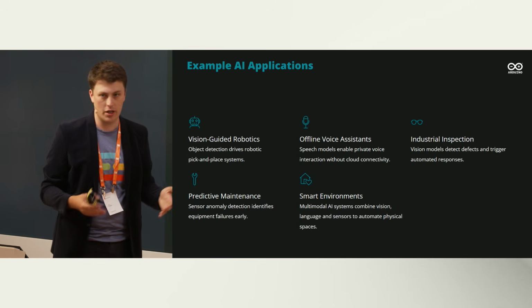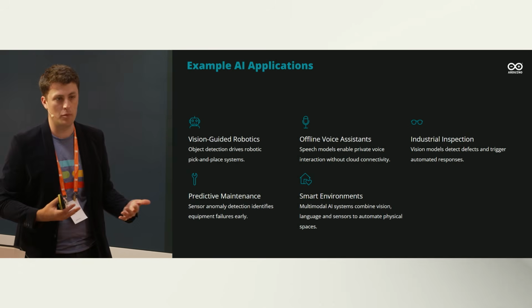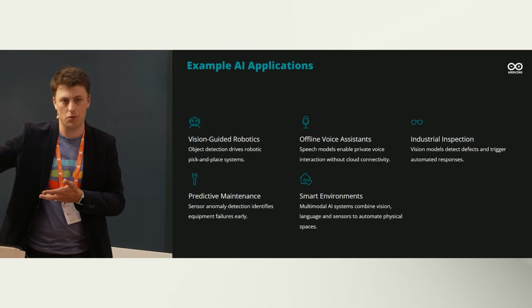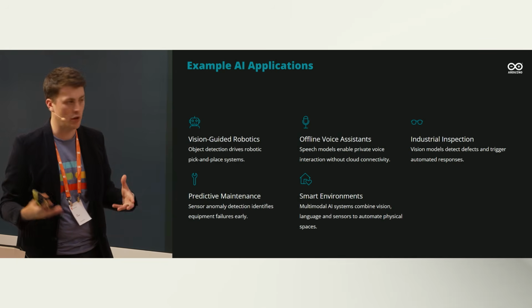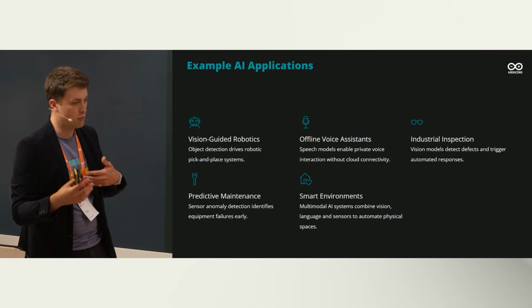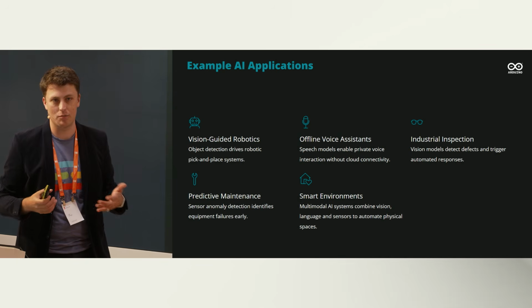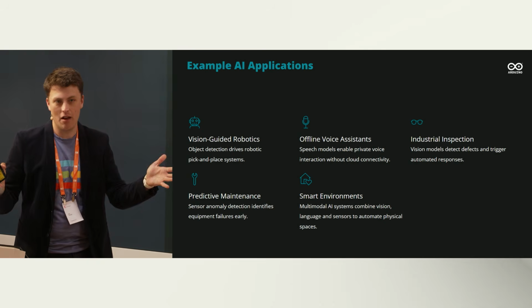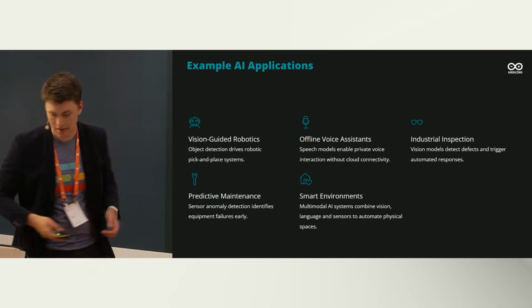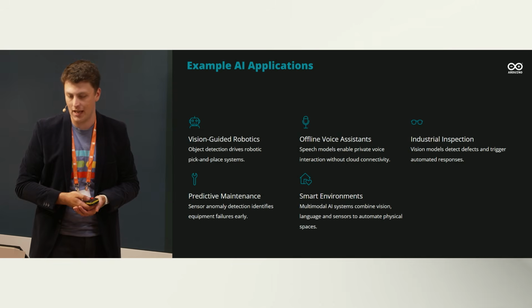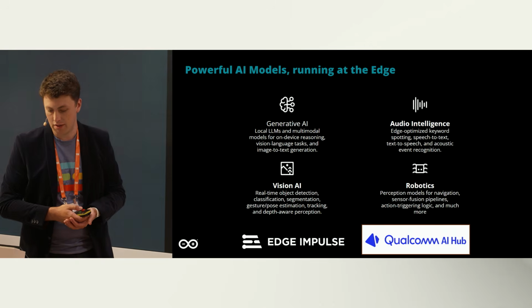I think the future of the smart home is going to be pulling together sensor sources from all these different places and using a central hub like the Uno Q or the Ventuno Q to run multimodal AI systems that can really take action based on what they're seeing without you necessarily needing to train something from scratch. So those are some of the example AI applications that we're envisioning for the Ventuno.